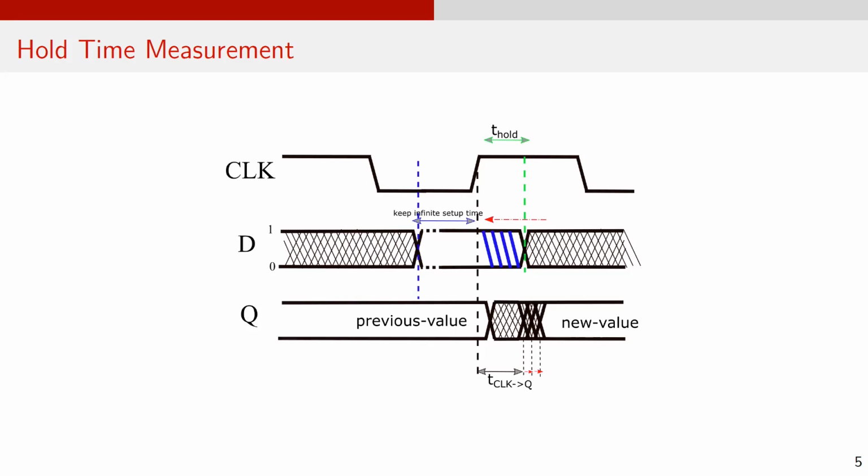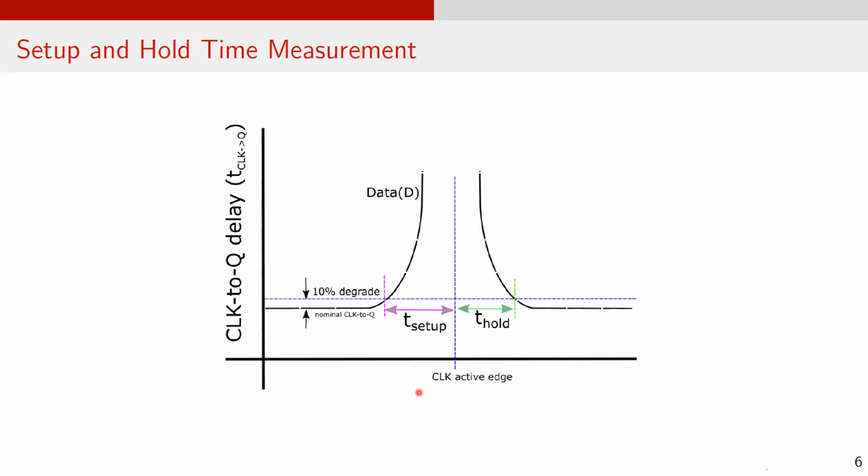Similar to the setup time measurement, we keep bringing the data D closer to the active edge of the clock and subsequently calculate clock to Q delay for each input D and keep checking for the 10% increase in clock to Q delay compared to nominal delay. When we reach that point, the difference of transition time between 50% of input to 50% of the clock edge is the hold time of the flop.